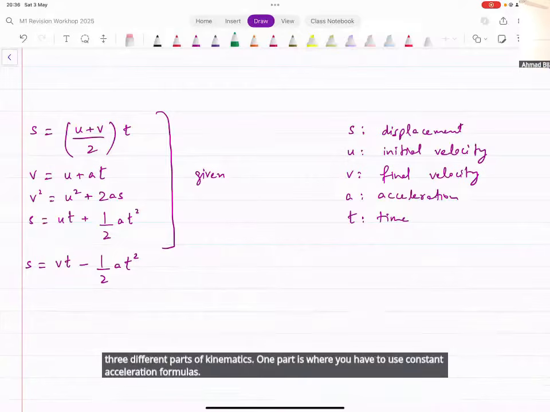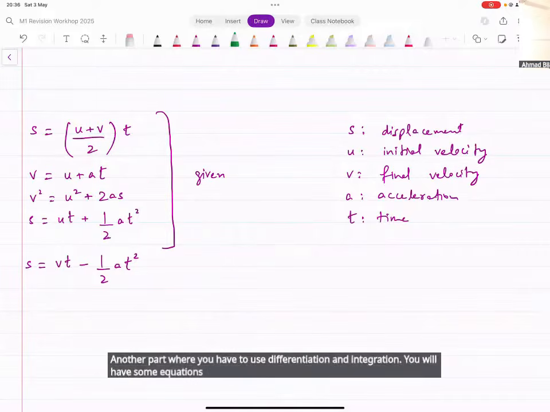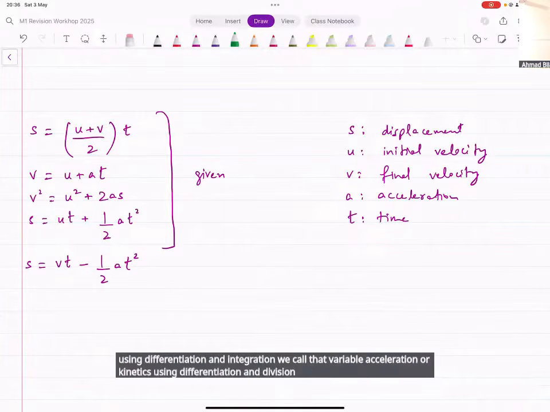Another part where you have to use differentiation and integration. You will have some equations given, and using those equations, you have to find some values using differentiation and integration. We call that variable acceleration, or kinematics using differentiation and integration. That's the second part. And the third part is graphs of kinematics. There are three different sections that we've got here.